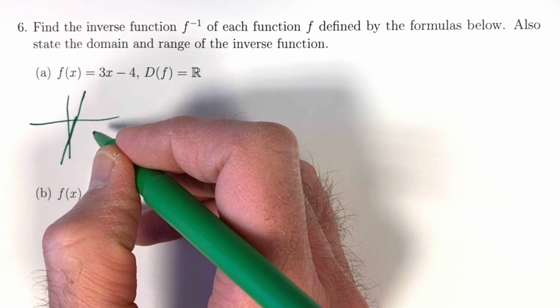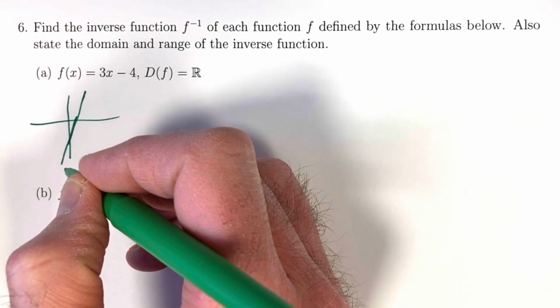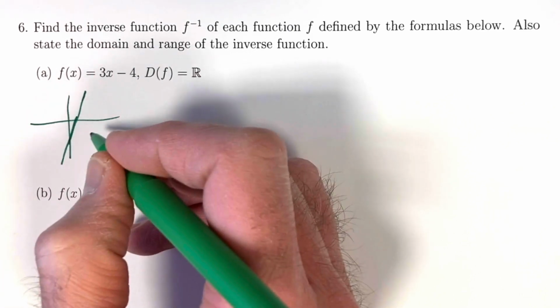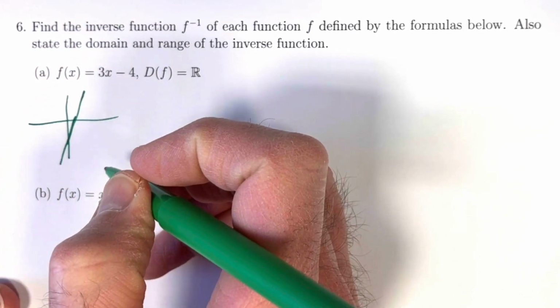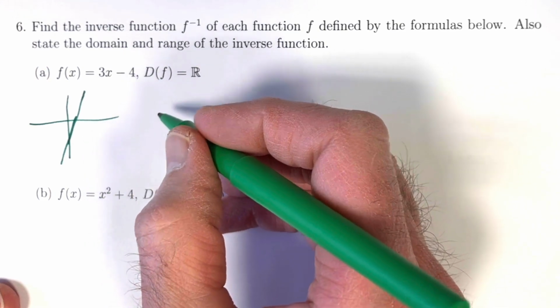It's such functions that pass the horizontal line test, no horizontal line goes through them more than once, that have inverse functions. This certainly passes the horizontal line test. It's got an inverse function. How do you find its formula?